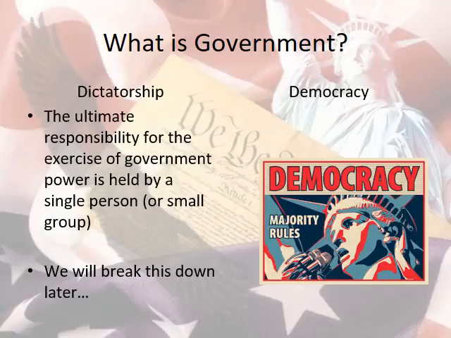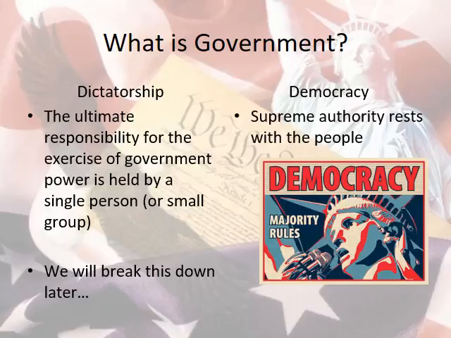Democracy, where the majority rules. How are these two different? Well, they're almost polar opposites. In a democracy, decisions are made by the majority of people or voters. Okay? Whereas a dictatorship, like North Korea or Nazi Germany or Cuba, is run by one person. And that's it. The biggest difference in democracy is that supreme authority rests with the people.